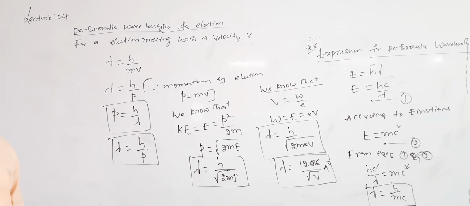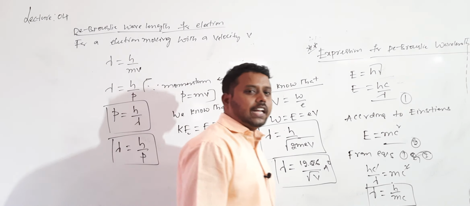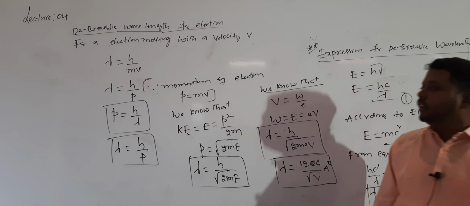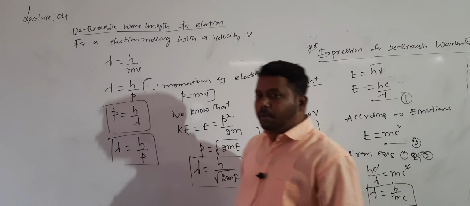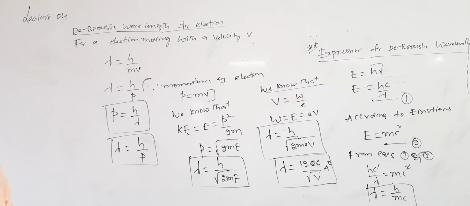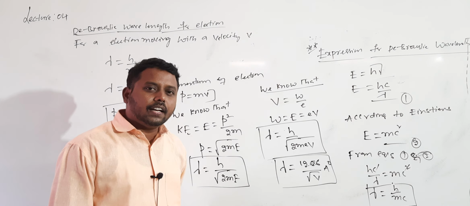When an electron is accelerated with some potential, a wave is associated with the electron. That wave is called what? A de Broglie wave. That de Broglie wave's wavelength is given by lambda. So the lambda value will be equal to 12.26 divided by which one? Root V. Are you getting it?